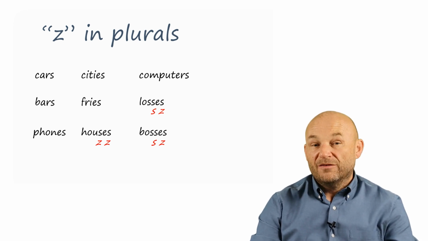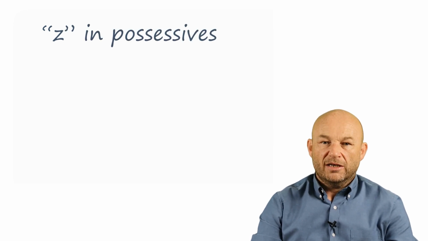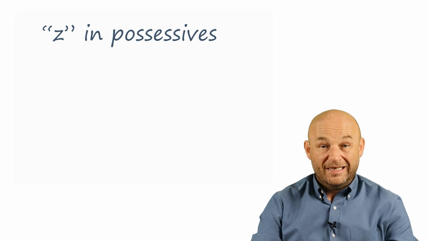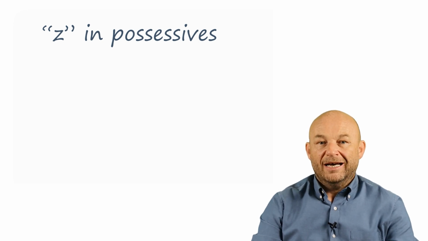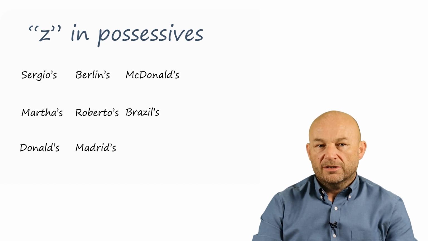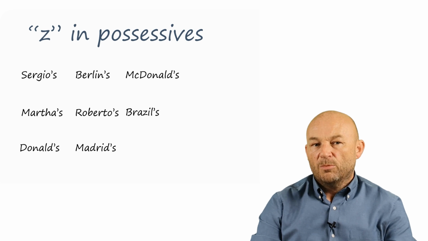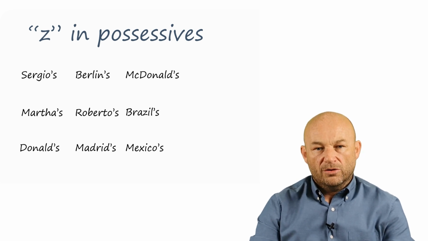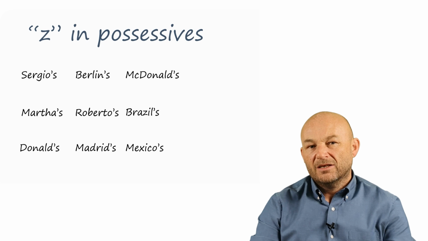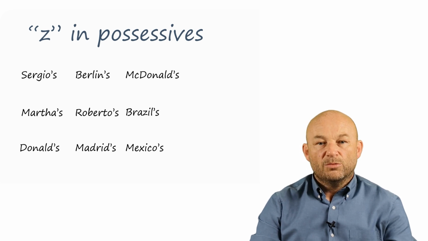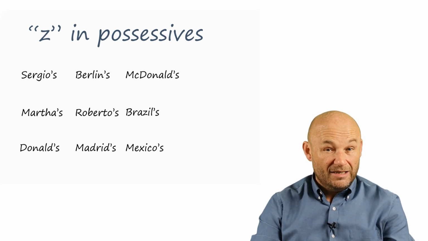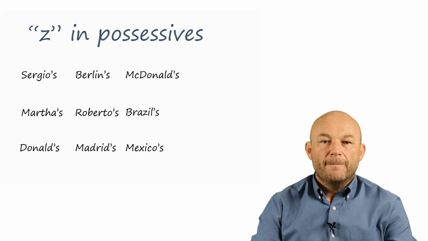When we use the possessive S, the Z sound is very clear, and the speech-to-text recognition should give you the correct result with these examples, even when you don't add the noun. So try these now. Sergio's, Martha's, Donald's, Berlin's, Roberto's, Madrid's, McDonald's, Brazil's. Note the strong Z sound in Brazil in English. Mexico's.